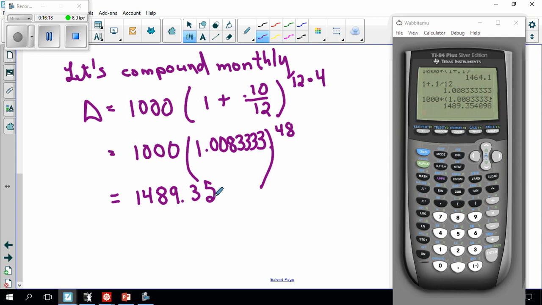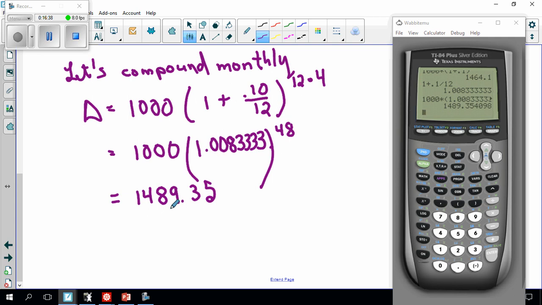$1,489.35. I used to have 1464, now I got 1489. Yeah, that's like 25 more dollars. I love compounded monthly. Compounded monthly is a good thing. Make a little more money. I know you all thought you were going to make a lot more money. Unfortunately, it doesn't work that way.